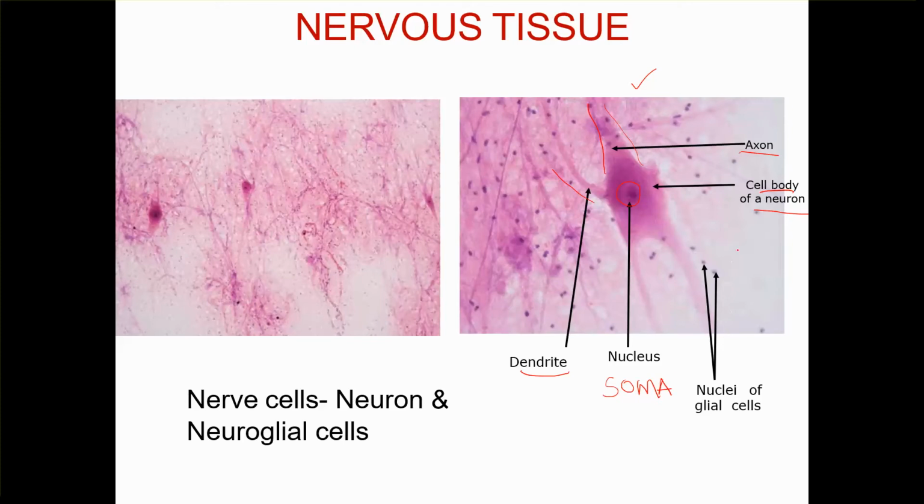And if you see any other small nuclei, these are the nuclei of the glial cells, of the neuroglial cells. So this is what you will see. This is how it is seen under the microscope, under very high magnification, to see the neuron and the neuroglial cells.